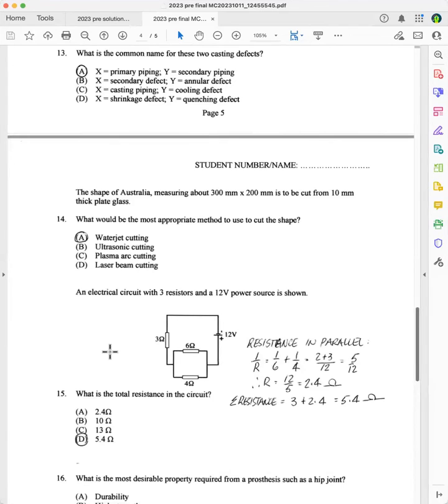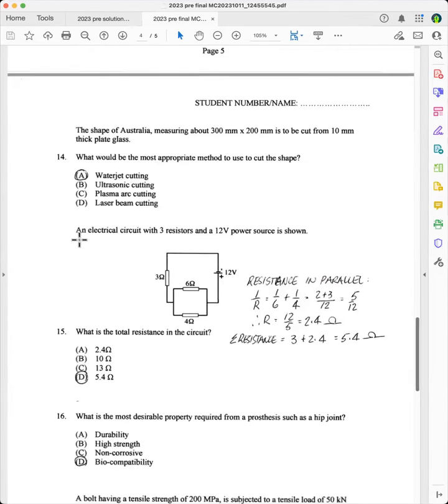The shape of Australia, measuring about 300 millimetres by 200 millimetres, is to be cut from 10 millimetre thick plate glass. What would be the most appropriate method to use to cut the shape? Water jet cutting is the appropriate method there, because it doesn't heat the glass. And it is a very effective way of cutting glass. So the answer to 14 is A.